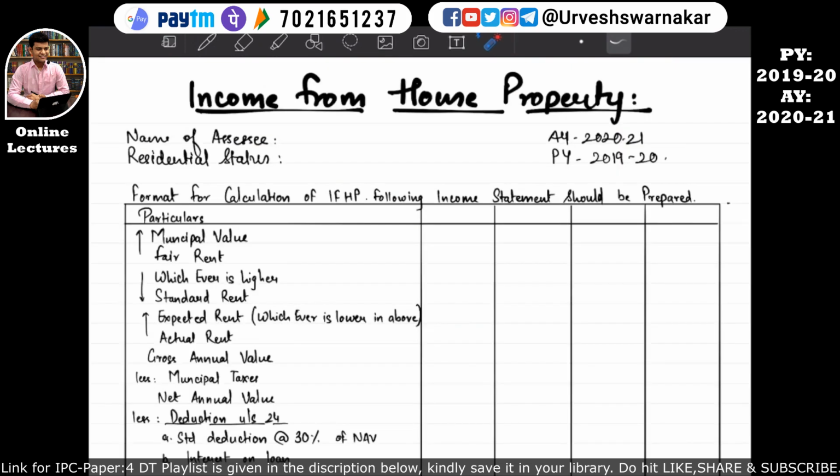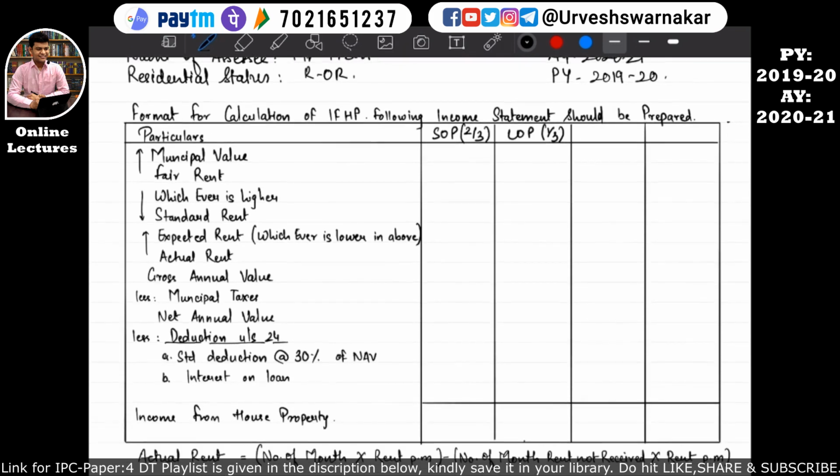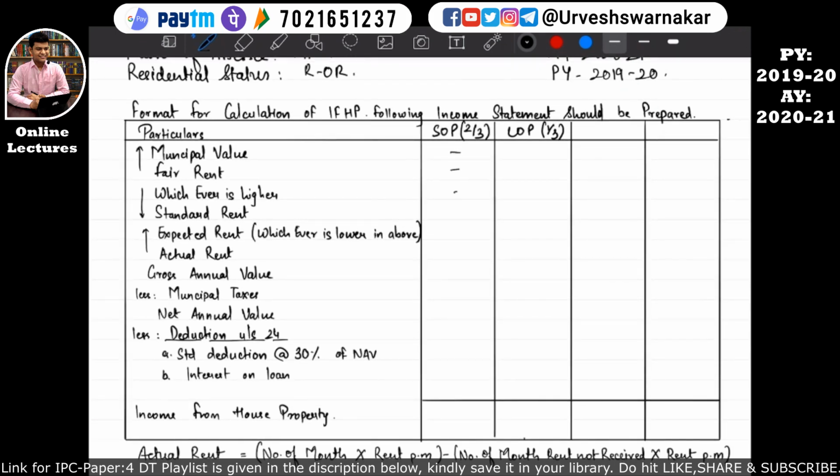So how will it be calculated? We will write firstly the details, that is, the name of the assessee is Mr. Prem, okay. Residential status assumed resident, ordinary resident. So we will write here self-occupied property and let out property. So 2/3 of the house property is self-occupied and 1/3 of the house property is let out. I hope this is quite clear. So the municipal value, fair rent whichever is higher, as well as the standard rent, the expected rent, the actual rent, the gross NAV and the municipal taxes and the annual rent will be 0 in case of the house property which is self-occupied. I hope this is quite clear to you all, okay.